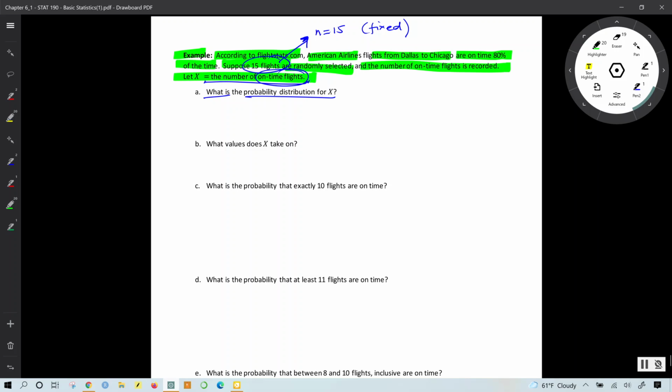3, we would like to check if the trials are independent of one another. The truth is, what happens with one flight is definitely independent of another flight. So the trials are independent. Then 4, we are told that the probability that a flight from Dallas to Chicago will be on time is 80%. So the probability p that a flight will be on time, from historical data evidence, is 0.80. So we can say that the probability distribution of x is definitely binomial, where our n is 15 and our probability of success is 0.80.